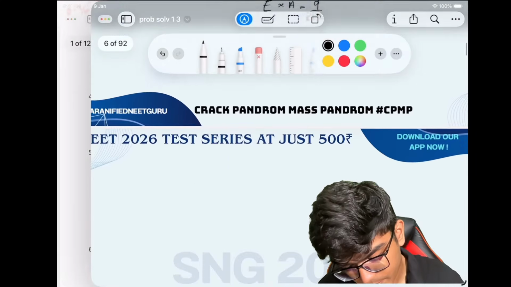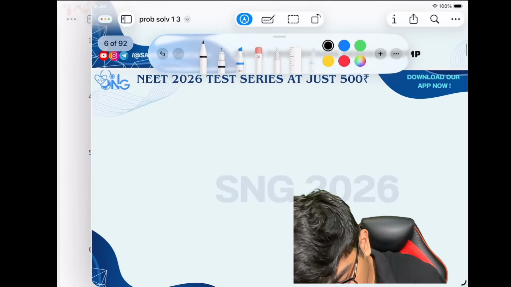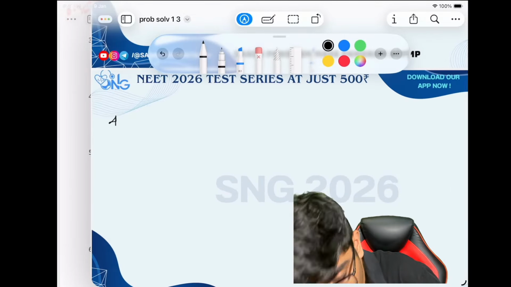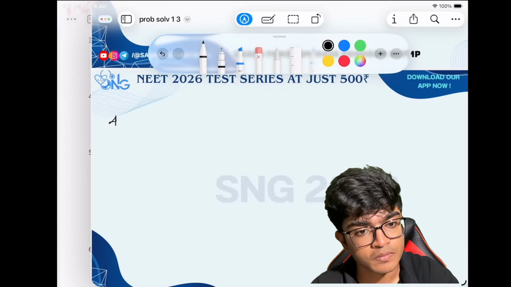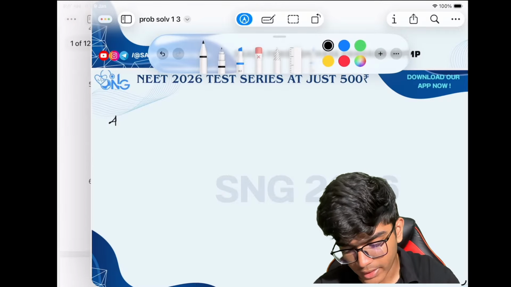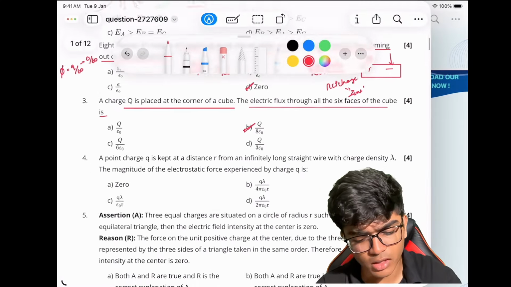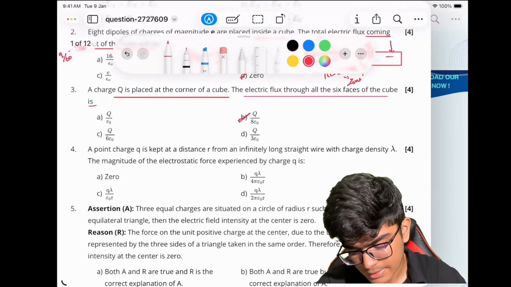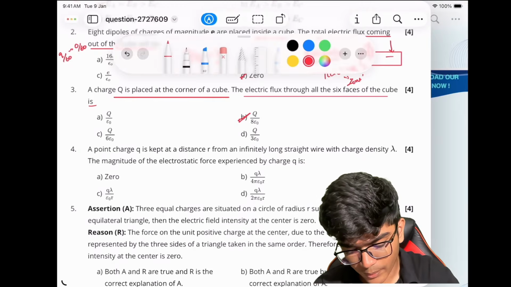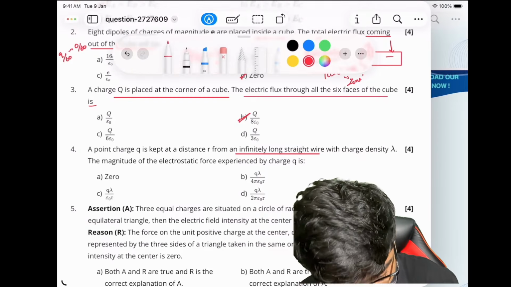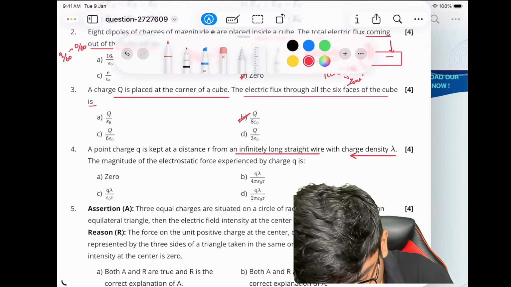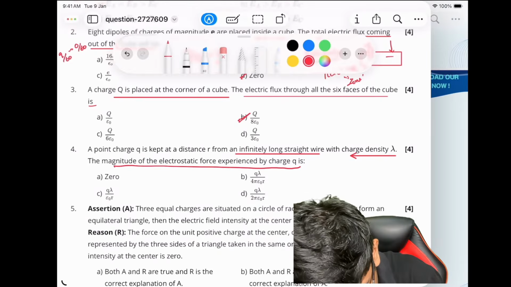Next question. Fourth question பார்த்துக்கலாம். ஒரே நிமிஷம் இங்கே எழுதிக்கிறேன். Number 4. If you have any doubts, just ask me அப்போவே. Fine, clear now. Okay. இந்த question பாருங்க. It's an interesting question. This is also based on Gauss law. Okay. A point charge Q is kept at a distance of R from an infinitely long straight wire. Charge density lambda, the magnitude of electrostatic force experienced by the charge Q is.